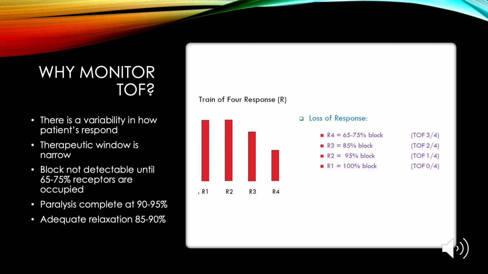It's important for us to be able to assess this in real time and know if we need to give a reversal agent to be able to get a monitorable signal at critical points during the surgery, because the therapeutic window is so narrow. We need to know in real time if the information that we're getting is accurate. Now, at around 60 to 75% of the receptors being occupied, we're able to detect a block. At about 90 to 95% receptor occupancy, paralysis is complete, and adequate relaxation corresponds to a narrow range of 85 to 90% receptor occupancy. So it's important for us to monitor this throughout the cases.